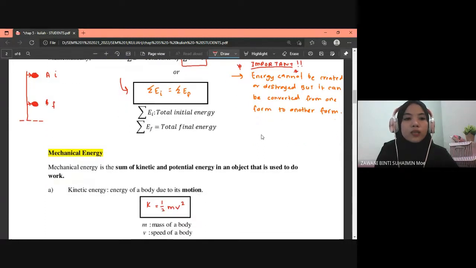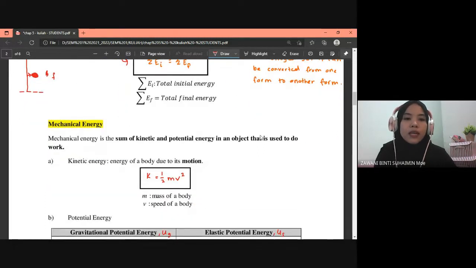Alright, so next we have mechanical energy. Okay, mechanical energy, for your information, it consists of two types of energy. The first one is kinetic energy and the second one is potential energy. So basically mechanical energy terbagi kepada dua, iaitu kinetic energy. Yang kedua kita ada potential energy. Okay, so kinetic energy is the energy of a body due to its motion. So if you look at our equation for kinetic energy, we have half mv square. So meaning that energy yang bergantung dengan motion of an object, maksudnya itu adalah kinetic energy. Okay, energy that is due to the motion of an object.